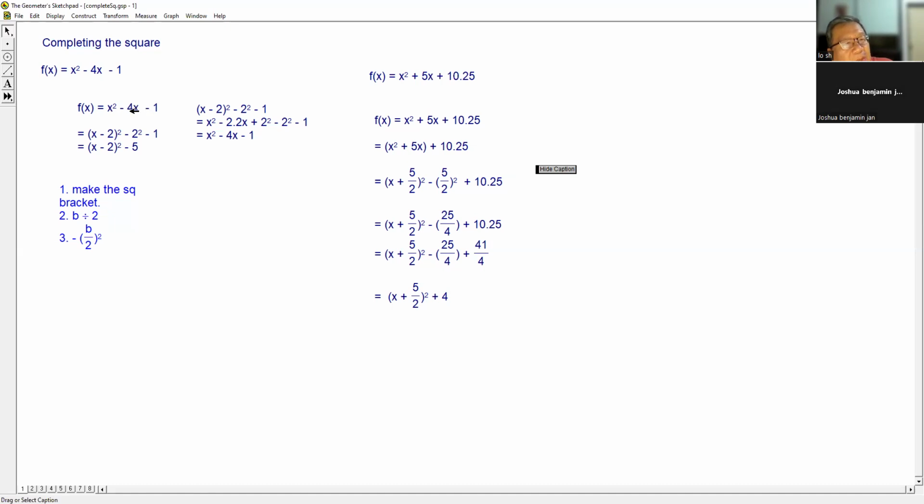The B here is -4. You just divide by 2, right? Then after that, you minus the number inside the bracket square. Then you simplify. That will be in the form that you can sketch.